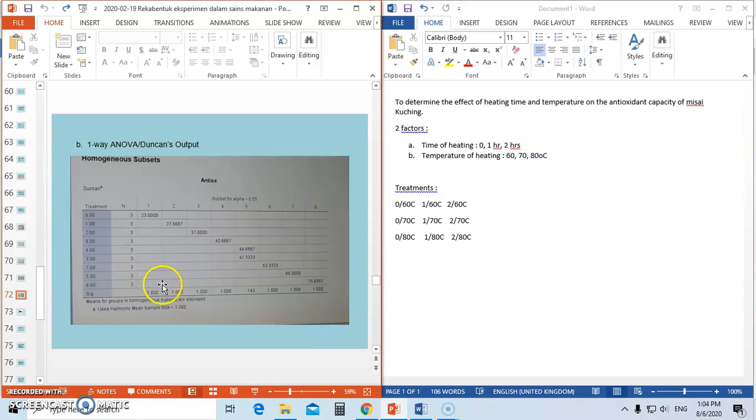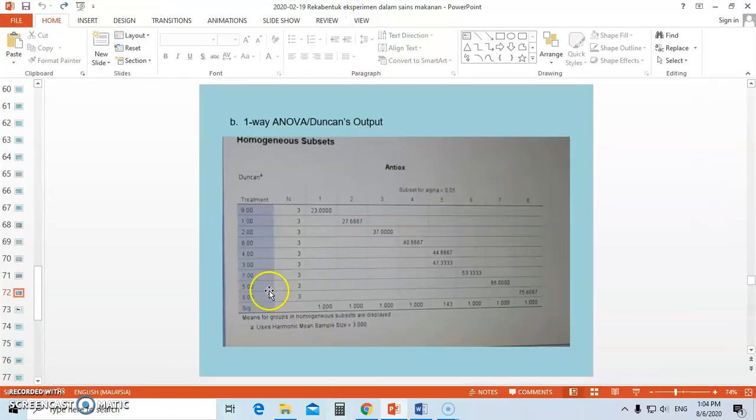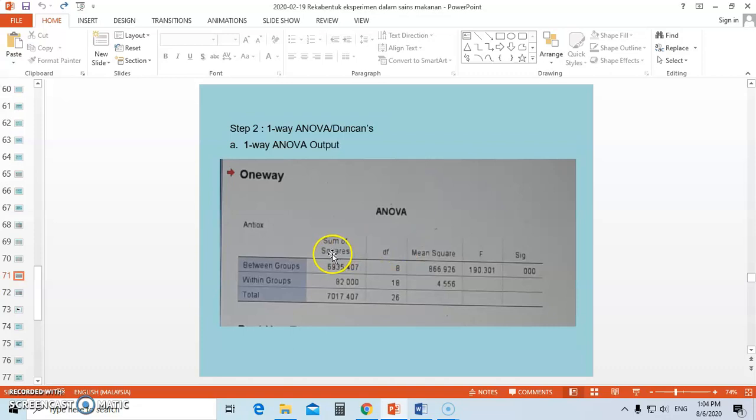Now when we do that, we have this kind of output, and you can see that we have 1, 2, 3, 4, 5, 6, 7, 8, 9 treatments. Each is a combination of the two factors. When we do that, you can see that there are significant differences between the 9. For which ones, we do not know.